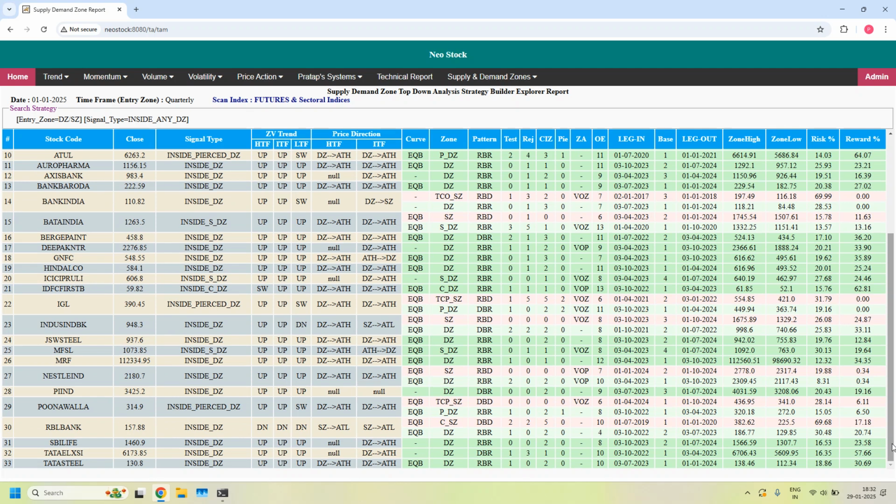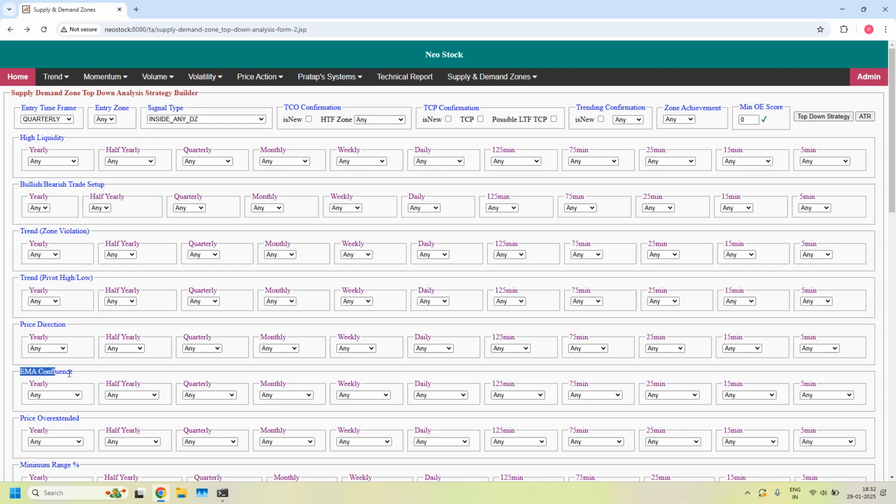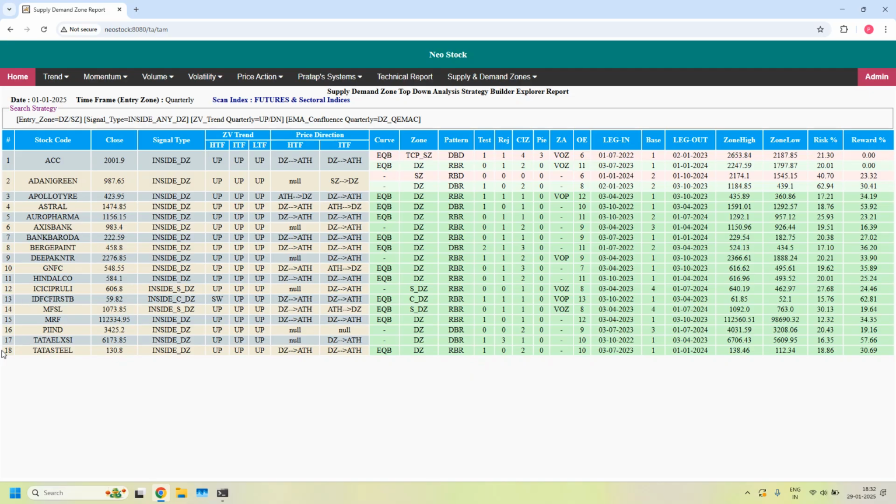We can further filter this list based on the quarterly demand zone having quarterly EMA confluence. So in the EMA confluence at quarterly time frame, I am setting the filter quarterly demand zone having quarterly EMA confluence. And the trend during EMA confluence should not be sideways, so that it can be up or down. So with these filters, now the list has come down to 18 stocks. These 18 quarterly demand zones are having quarterly EMA confluence.